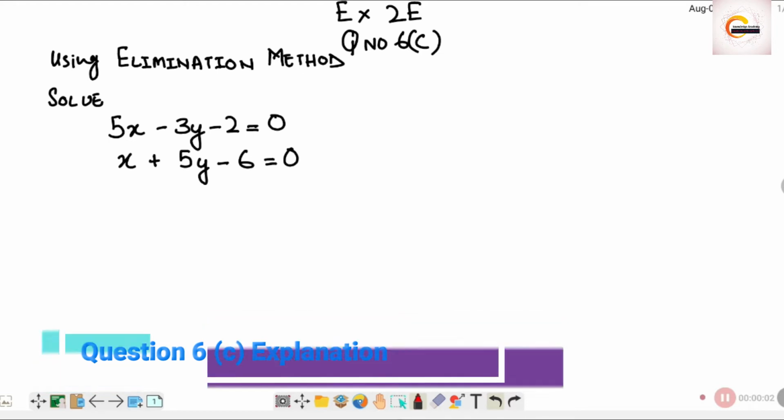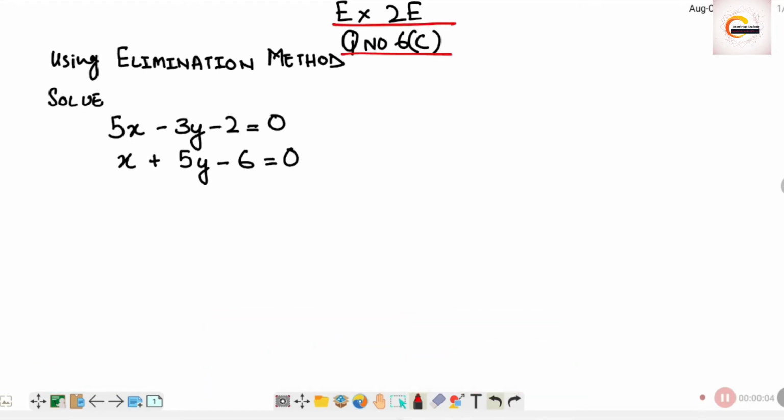Exercise 2E, question number 6C. Using the elimination method, solve these two simultaneous equations. So first of all, let's change this equation into its regular form.